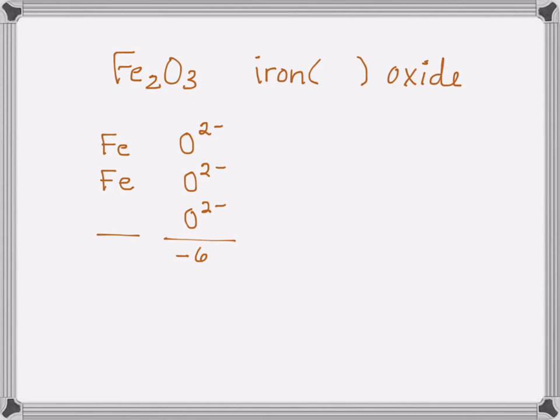What's my total positive charge then? 4. It has to be this same number but positive. Positive 6. So now I'm going to take this positive 6 and divide it equally among these 2 guys. What do they each have? 3. So this is 3 plus and 3 plus. And that tells me I need the Roman numeral 3 in the name. This is iron 3 oxide. Any questions?